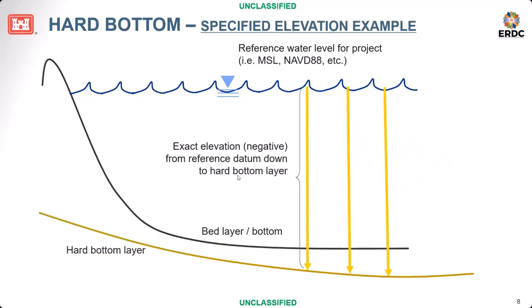And then the other option is to specify the hard bottom as a distance from the actual mean or reference water level, whatever the user chose for that. In this particular case within the SMS interface, these numbers are going to be negative because they are elevations inside the interface. And so we would provide that distance down from the water level to the hard bottom layer.